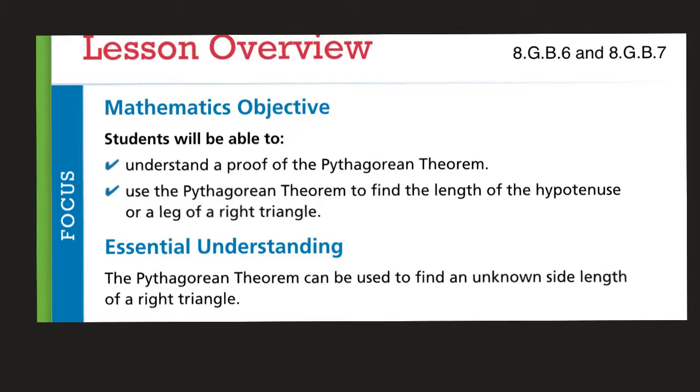Our essential understanding says the Pythagorean theorem can be used to find an unknown side length of a right triangle. So that little bit of information right there, that's kind of what this whole thing is about. I dropped my pen, sorry. Used to find an unknown side length of a right triangle. That's kind of in a sentence what the Pythagorean theorem does.